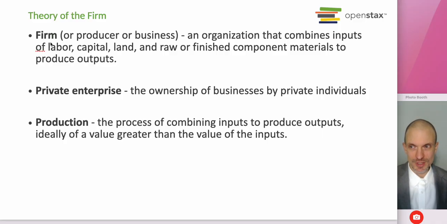All right, so a firm, or producer, or business, is an organization that combines inputs of land, labor, and capital, or raw or finished components and materials, to produce outputs. Here we're defining a firm, like a company, as an entity that combines inputs into outputs. Those outputs could be physical goods or non-physical services. Private enterprise is just the ownership of businesses by private individuals as opposed to the government, for instance. Production is literally the process of transforming inputs into outputs, ideally of a value greater than the value of the inputs. If not, that's a bad company, right?